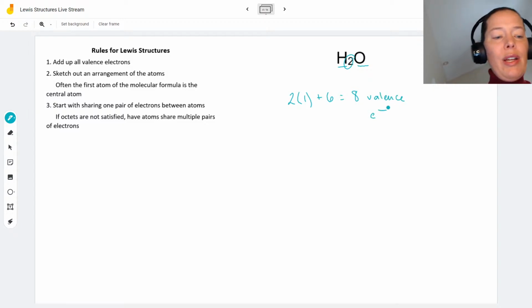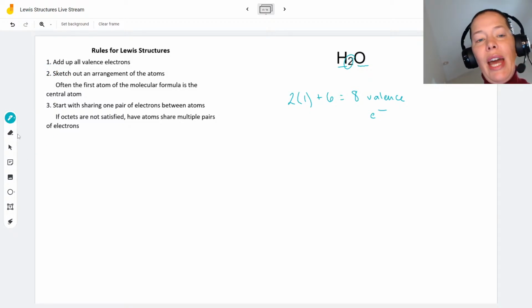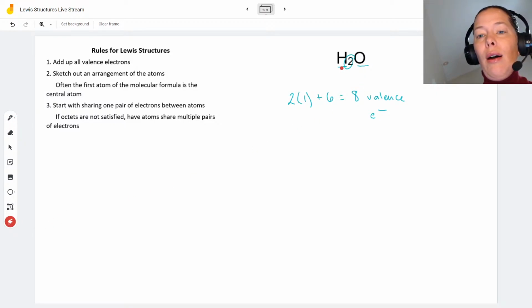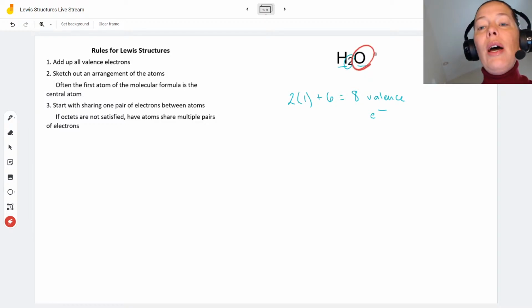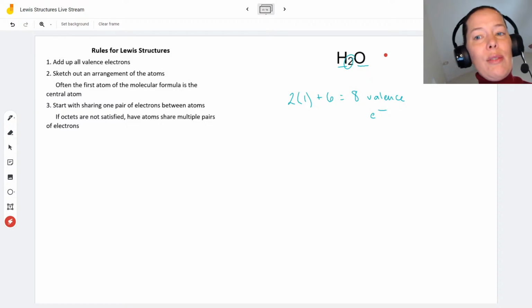Okay, on to my step 2 here. I'm going to sketch out the atoms. Now in this case, hydrogen is not the central atom. So usually the central atom is written first, but again, this is a situation where it is not written first. It would be unusual to have hydrogen as a central atom because it can only form 1 bond. It can form a linear molecule, and that maybe wouldn't have a central atom. So I'm going to put oxygen as my central atom.